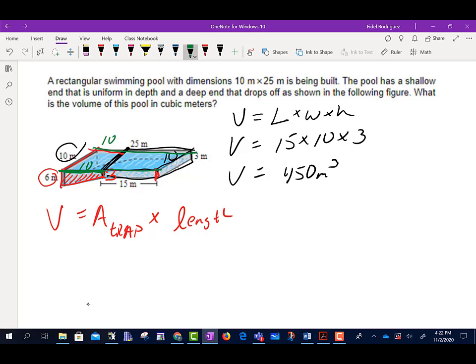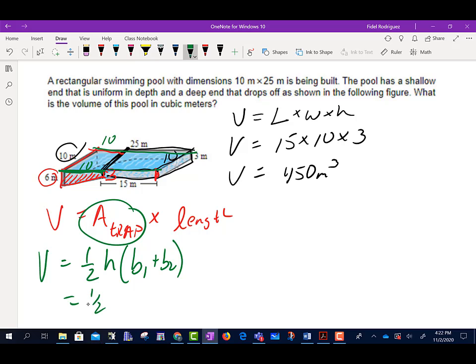So first off, let's see if we can find, remember the formula for the area of a trapezoid. It's going to be 1/2 the height times base 1 plus base 2. Okay, and again, I'm doing this in pieces. So it's going to be 1/2. The height we said was 3. Base 1, I'm sorry, the height is 10, not 3. Sorry about that, guys. The height is 10, okay, because it's this distance right here.